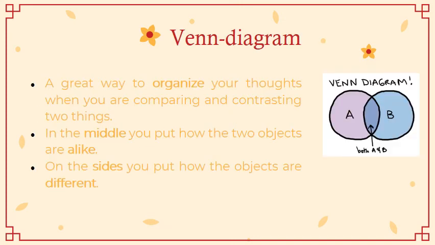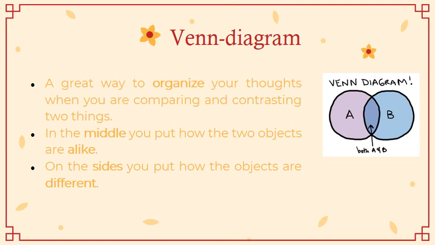Now, what about the Venn diagram? What is the Venn diagram? The Venn diagram is this one, the drawing on the right. It's like two circles intersecting with each other. Why do I use this Venn diagram? The Venn diagram is a great way to organize your thoughts when you are comparing and contrasting two things.